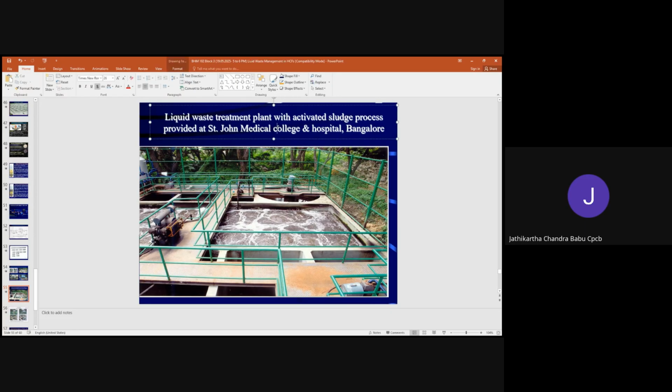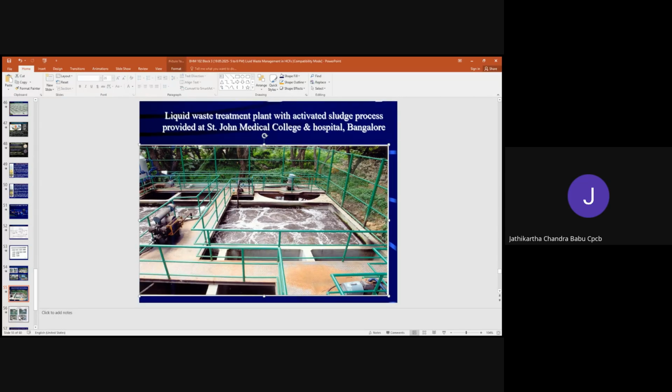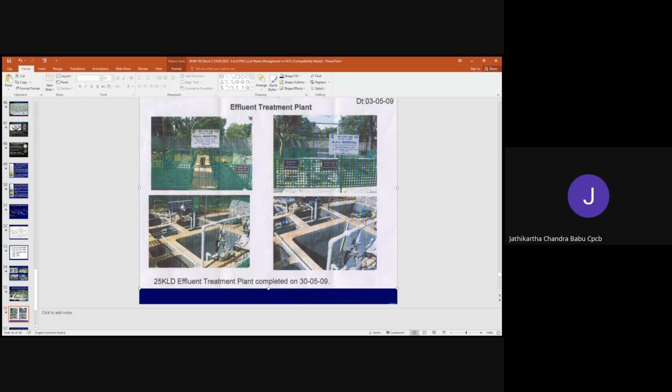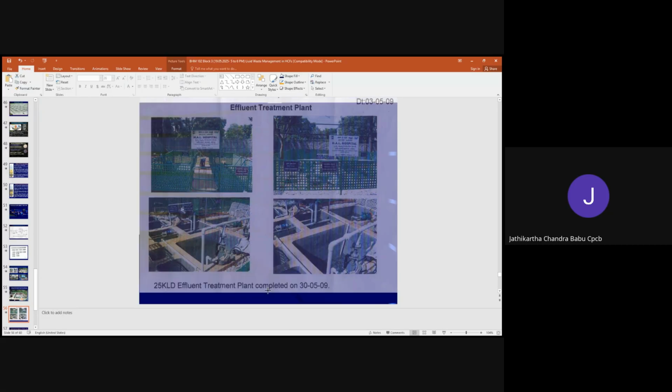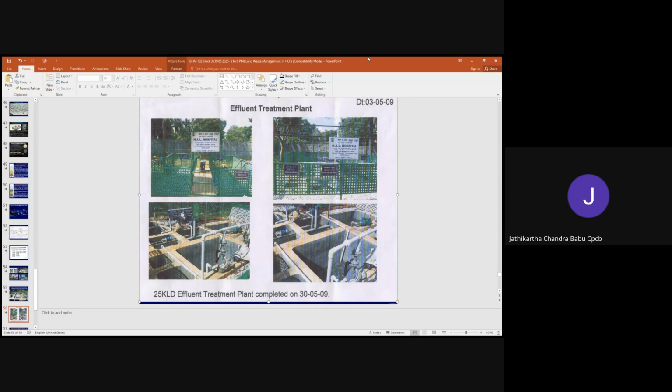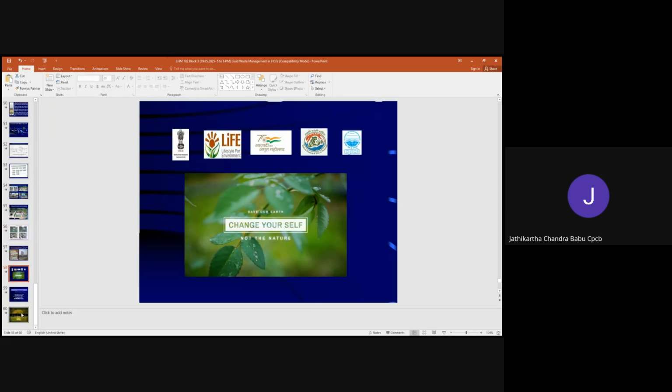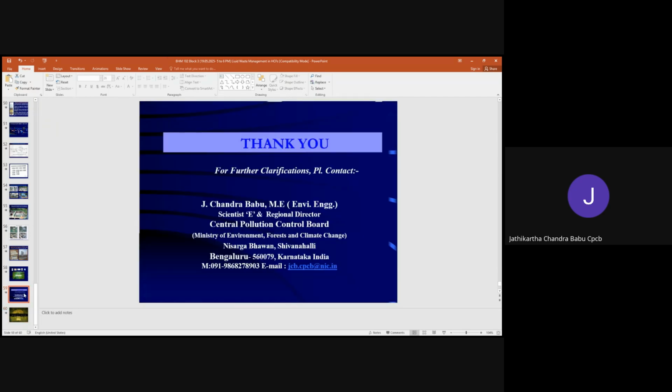This is one of the colleges, the Saint John Medical College, where they have adopted a full-fledged biological system, and the wastewater is treated and discharged. And the HAL hospital has this wastewater treatment system for treatment of liquid waste. This was observed somewhere in 2009, a very old slide, but still they are adopting this type of system. Just to give you your own understanding, I showed you some examples, so that all the bedded hospitals have to have their own treatment systems. Definitely they have to treat the wastewater. It is a must for them.